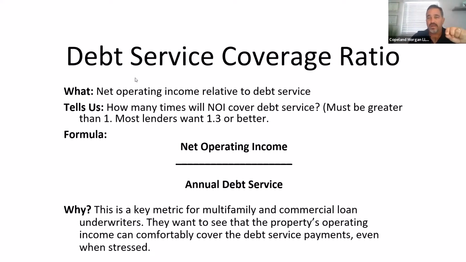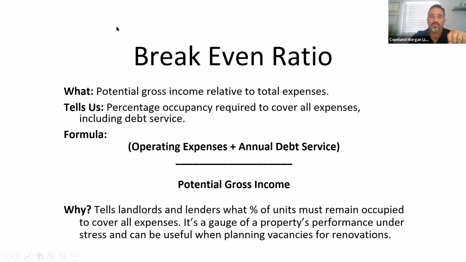And then a corollary to that is your break-even ratio. I think this one is useful when repositioning properties, because a lot of the time we're thinking, okay, this is a 6-unit property, but I want to renovate them all. So how many units can I take offline, and have a vacancy at any given time, but still cover my operating expenses and my debt service and still break even? It's a pretty simple formula. You take your operating expenses plus your debt service, and then you compare that to your potential gross income.